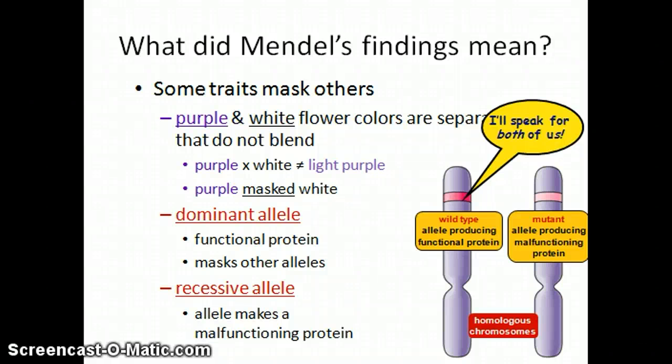Here we go with part 2 of chapter 14, and we left off on what Mendel's findings meant. The last part is that we can conclude there's a dominant allele and a recessive allele. Dominant is the functional protein, the one that will actually be made and function, and its function will mask the other allele. The other allele is the recessive one, and it makes either a malfunctioning protein or one that is not going to be used in the situation that it's supposed to be.